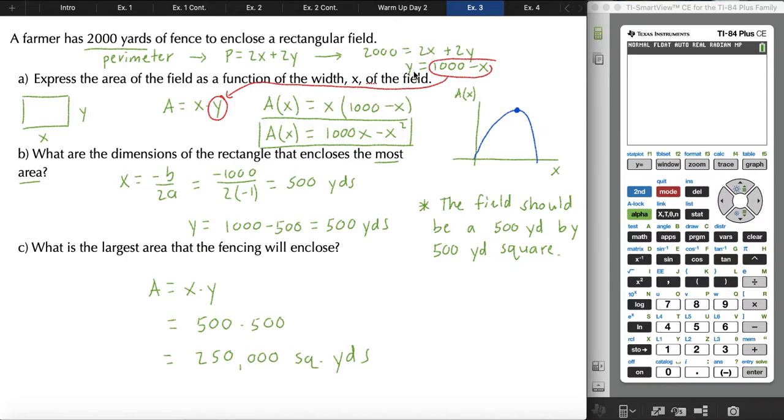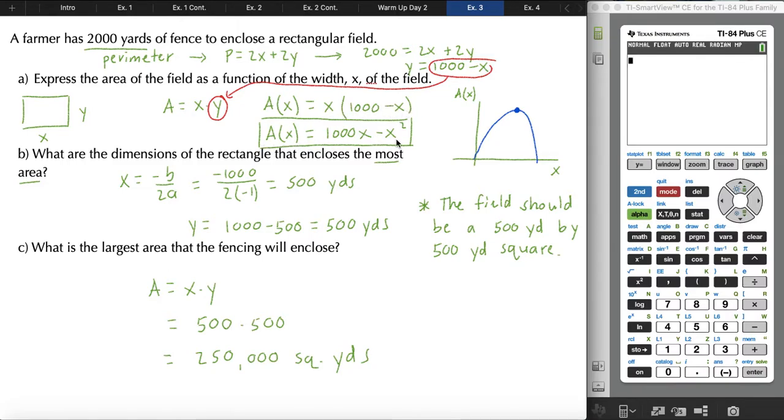So that means the length of the field is always equal to 1,000 minus the width of the field when your perimeter is 2,000 total yards, okay? So now I can take this expression, 1,000 minus x, and I can substitute it in for y in my area formula. And it'll give me the area expressed solely in terms of a function of x now.